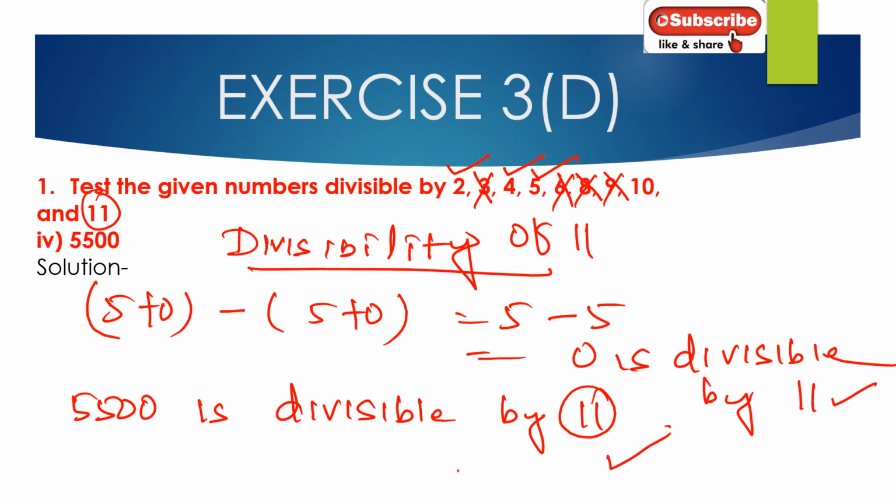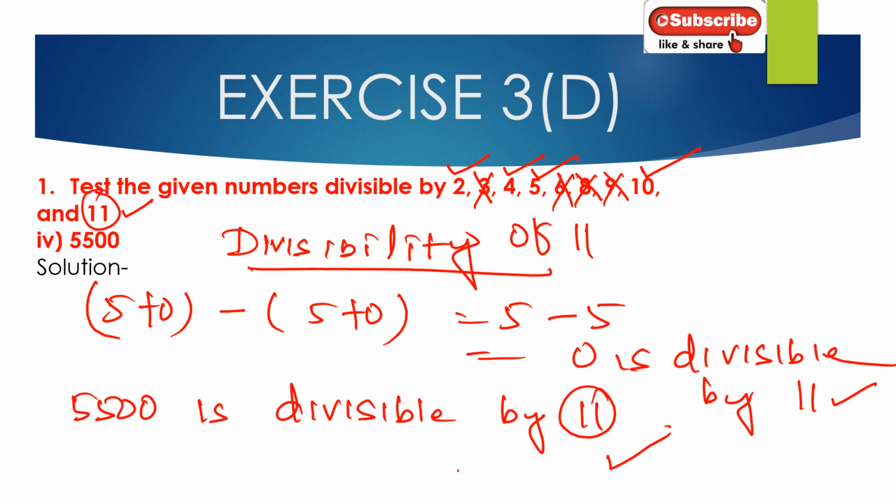Now we'll check the number is divisible by 10 or not. This number is divisible by 2 because last digit is 0 which is divisible by 2, and the number is divisible by 5 because the last digit is 0. So the number is divisible by both 2 and 5. So this number is divisible by 10. Now the difference of the sum of the digits at odd place and the sum of the digits at even place is 5 minus 5 is 0 which is divisible by 11. So this number 5500 is divisible by 11.